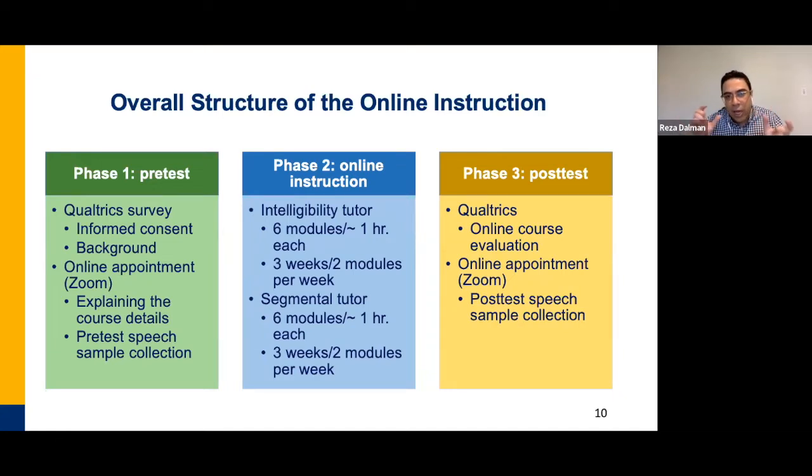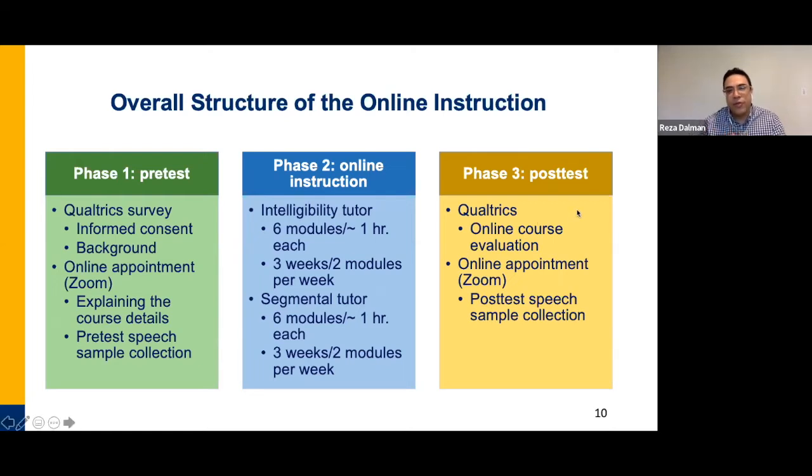And during the online meeting that I had with all the participants, I explained the course details regarding what should be taught, what the expectations are, and what they will learn in the course. And also during that meeting, I collected the pre-test speech sample. And in phase two, which was the online instruction phase, the recruited participants received 3 weeks of online-based instruction through two online tutors, the Intelligibility Tutor and the Segmental Tutor.